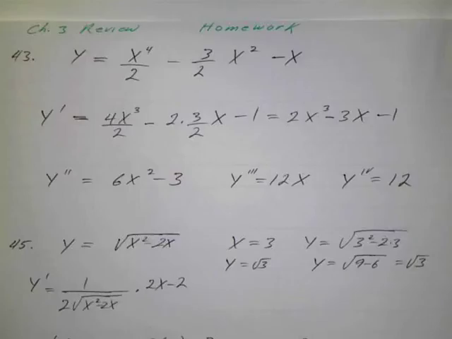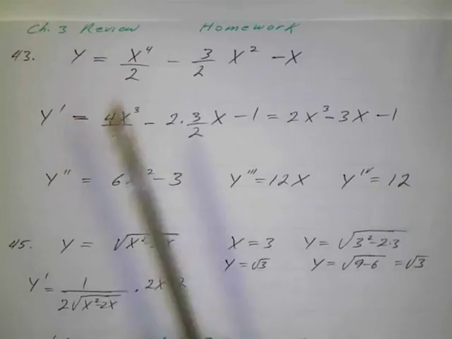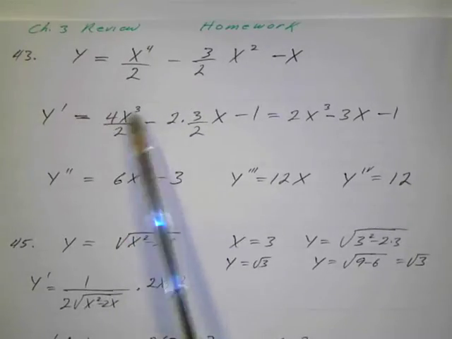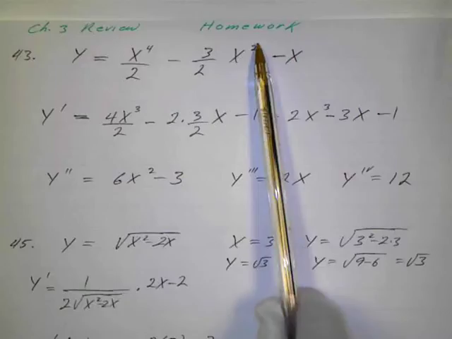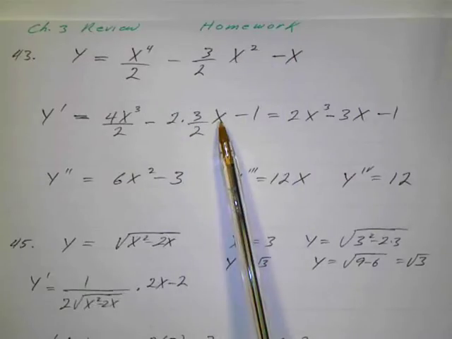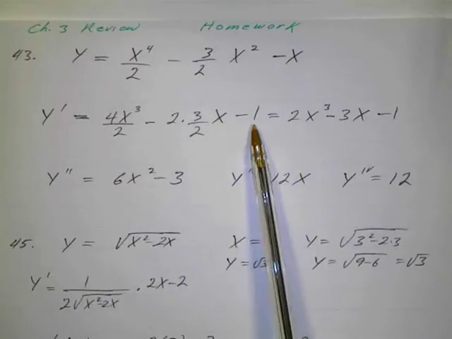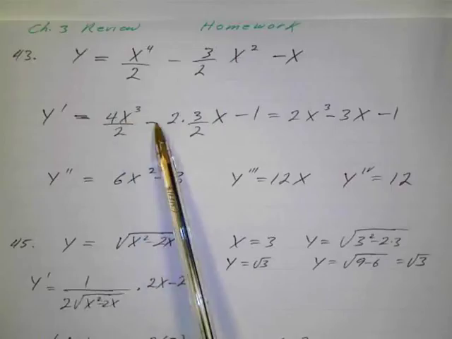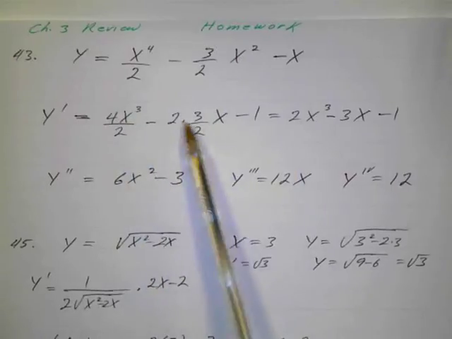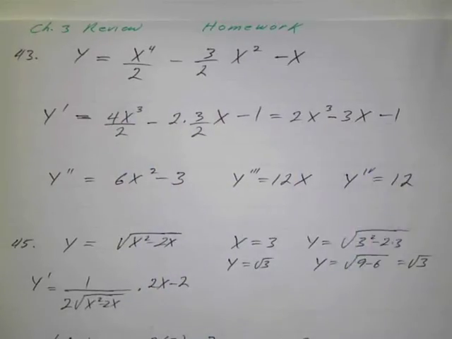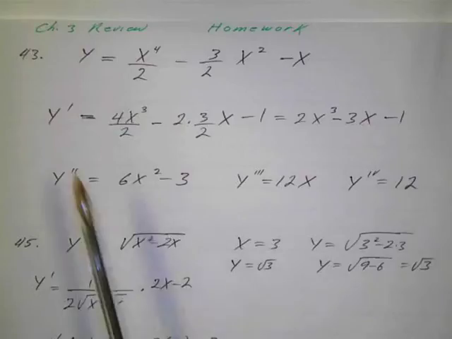If I take the first derivative, that's going to be 4x to the third over 2, minus 2 times 3 halves x, minus 1. Then we can simplify this as just 2x to the third. These 2's cancel, so 3x and negative 1. So that's the first derivative.